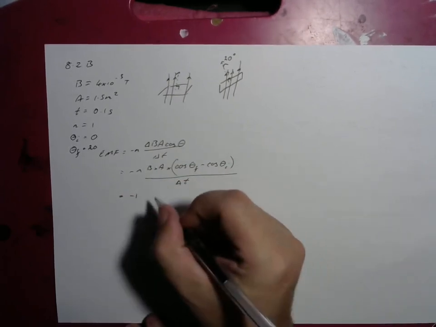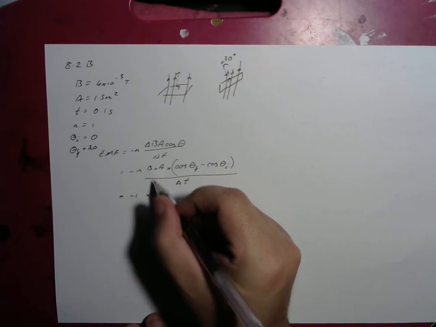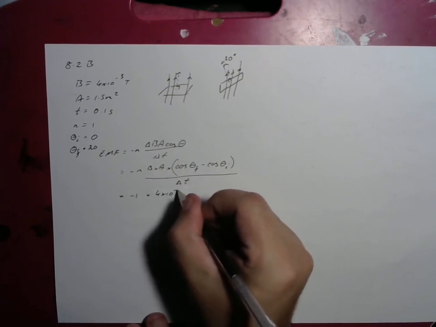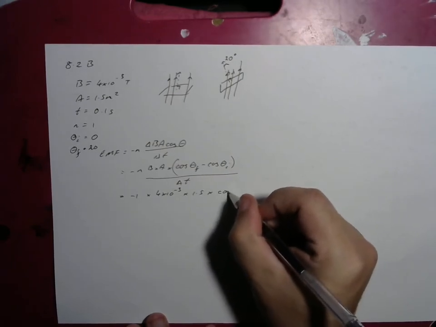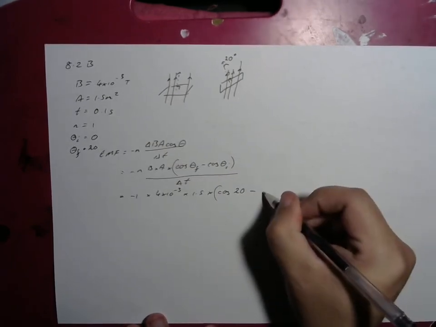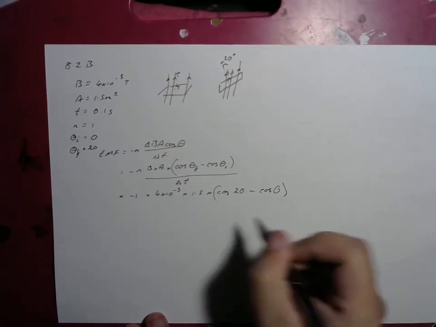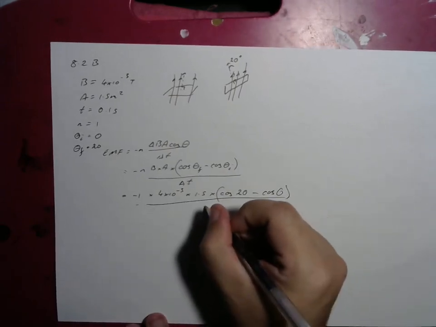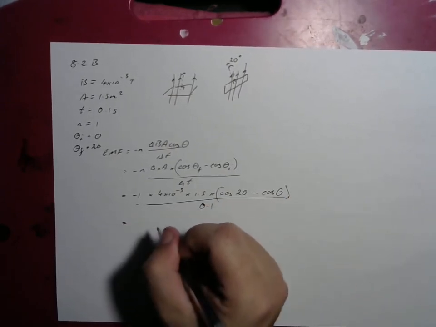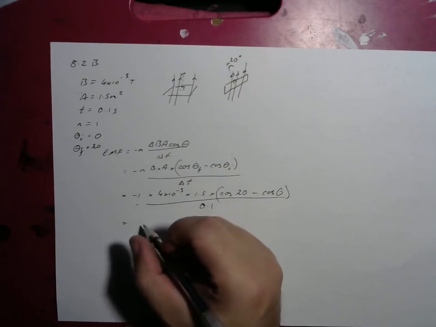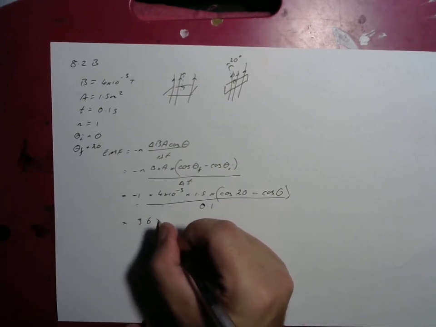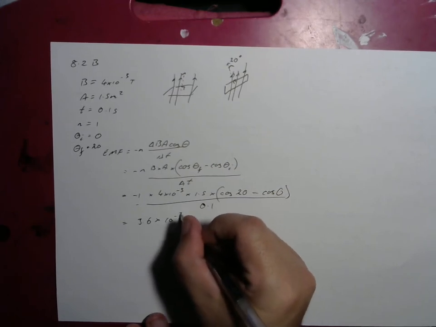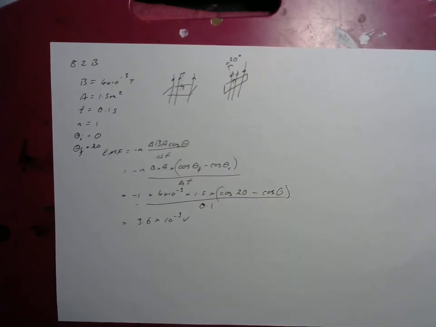So let's shove our numbers in. -1 times B, 4 times 10 to the -3, times 1.5 times the cosine of 20, take the cosine of 0, all over 0.1, and that gives us an answer of 3.6 times 10 to the -3 volts, or 3.6 millivolts. Okay.